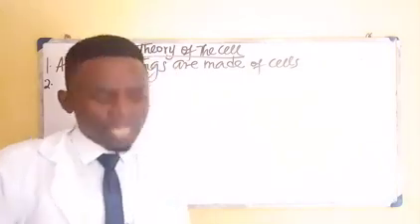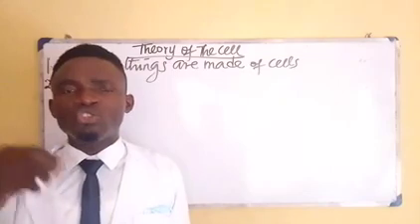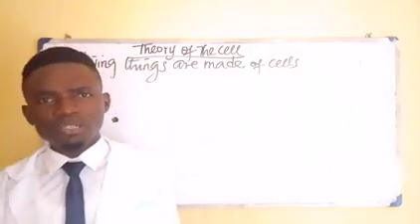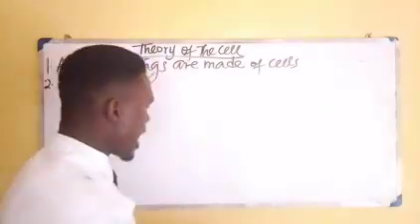Number 5. Some living organisms could have one cell. We call these guys unicellular organisms. They are single-celled organisms. Examples are amoeba.